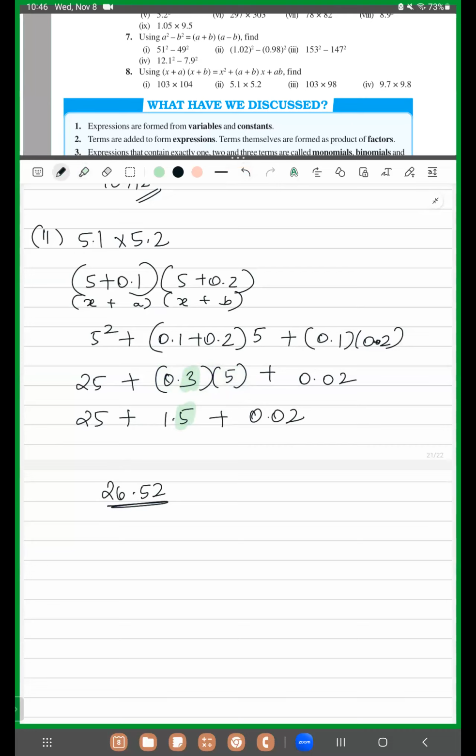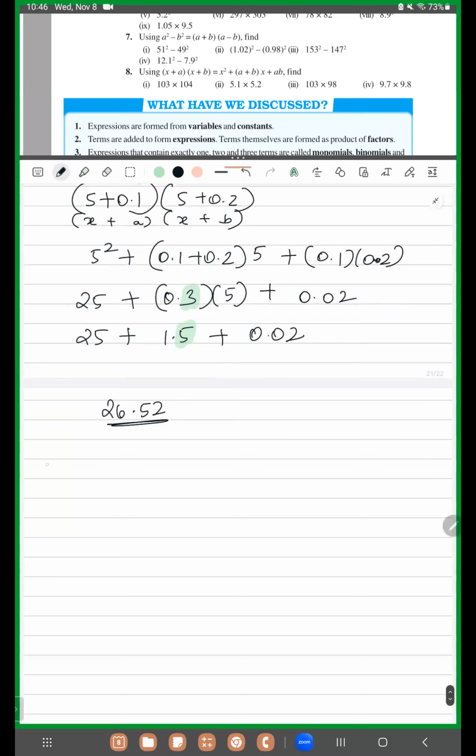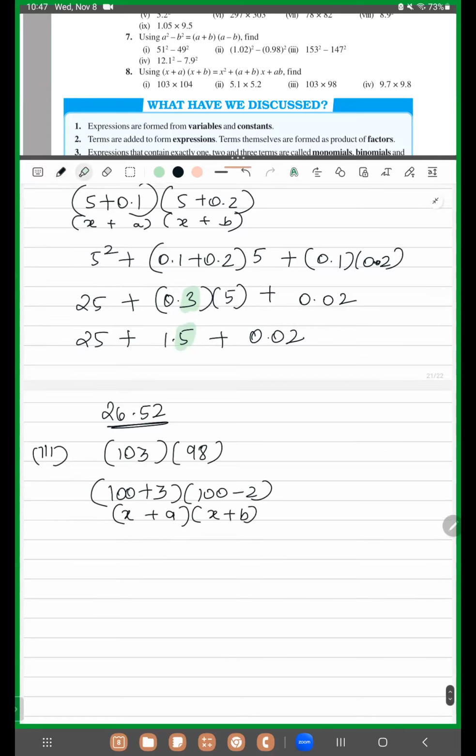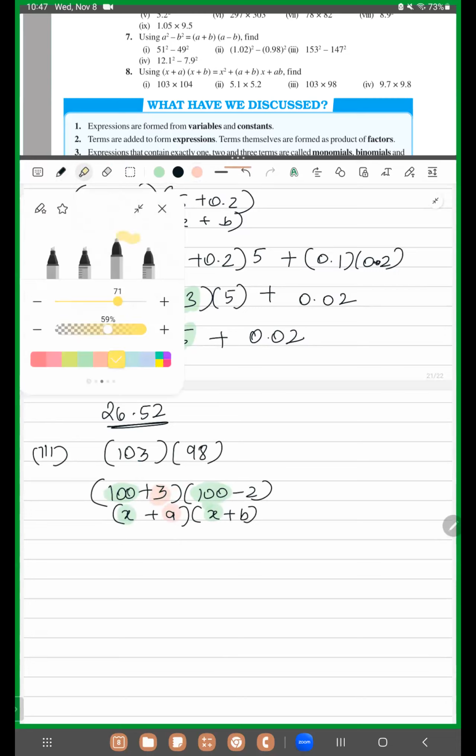Okay. Then third one. Third one is very simple. 100 plus 3, then 100 minus 2. Then x plus a, x plus b. Then 100 square plus. Just a minute. Your x is 100, right? A is 3, and then b is minus 2. Very good.